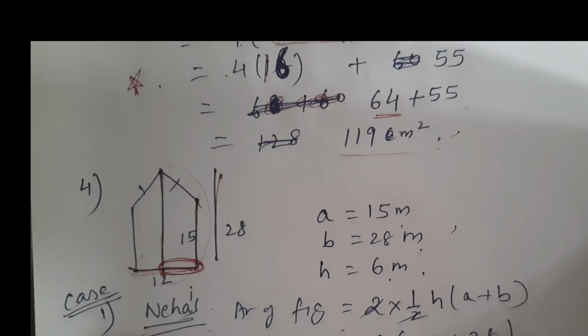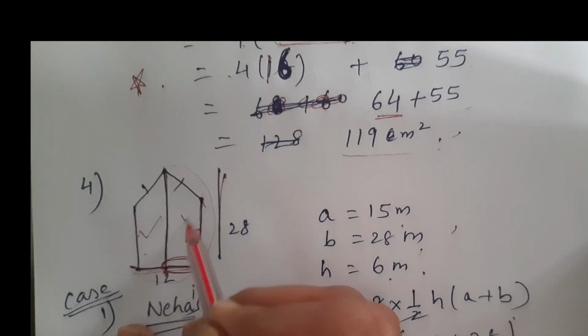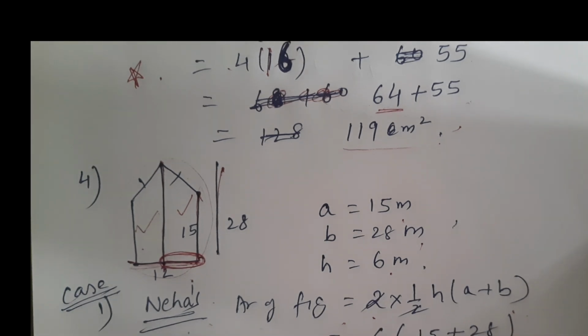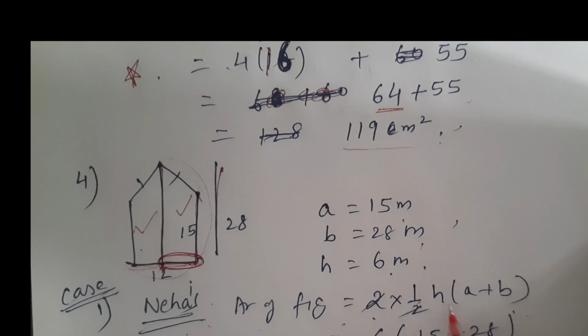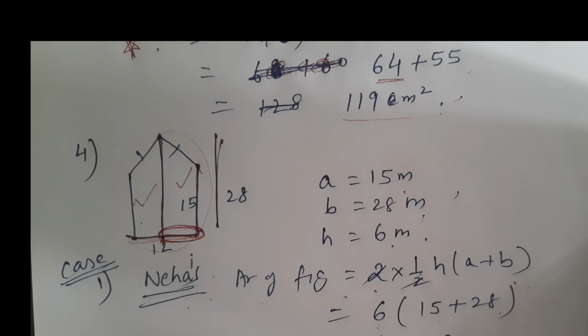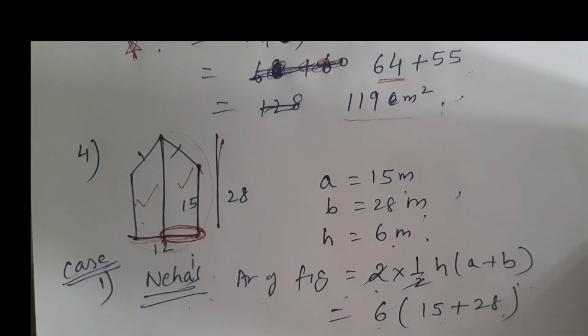Now area of figure is area of trapezium. As 2 trapeziums are there, so we are taking 2 multiplied by area of trapezium, half h into a plus b. Cancel both the 2. Height is given 6. So here 6 multiplied by 15 plus 28. So it is 6 multiplied by 43. It's 258. So thus we got area for Neha's case as 258.